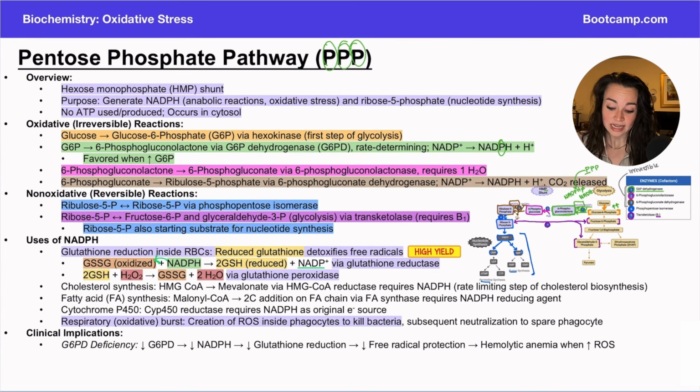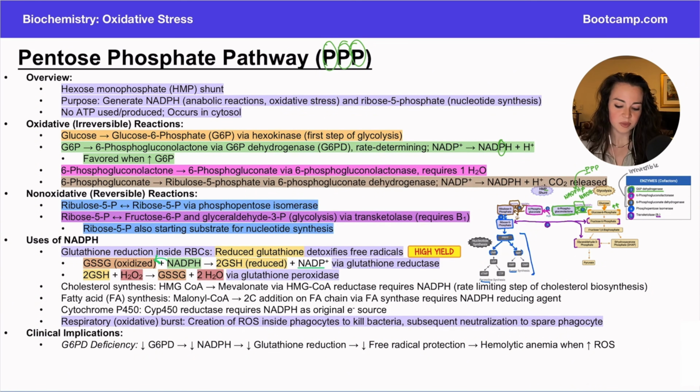And I got a little ahead of myself with that, but the creation of reactive oxygen species inside phagocytes can kill bacteria. So phagocytes in your immune system can actually create their own reactive oxygen species, right? Harness that destructive power to destroy dangerous bacteria. But you can't just leave the destructive free radicals floating around when you're done, right? We need to kill the bad guy without killing ourselves. And so we need that NADPH to subsequently neutralize those free radicals when we're done with them to spare that phagocyte. That's coming up later this chapter.